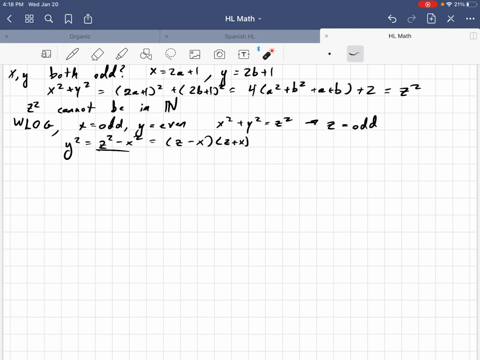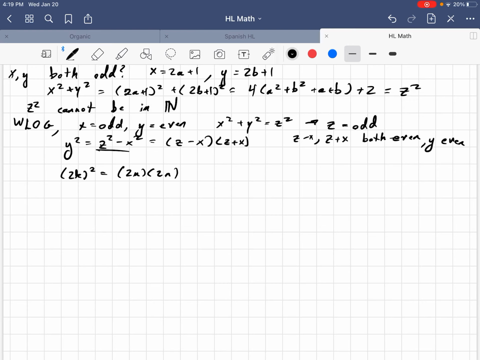So their difference will have to be even. And likewise, this is odd and this is odd, so their sum will have to be even. So what that means is that z minus x and z plus x are both even. And so what we can then say also, noting the fact that y is even as well, is we can write, for example, that 2k squared is equal to, say, 2m times 2n. Because if they're both even, you can write them in the form 2 times another integer.